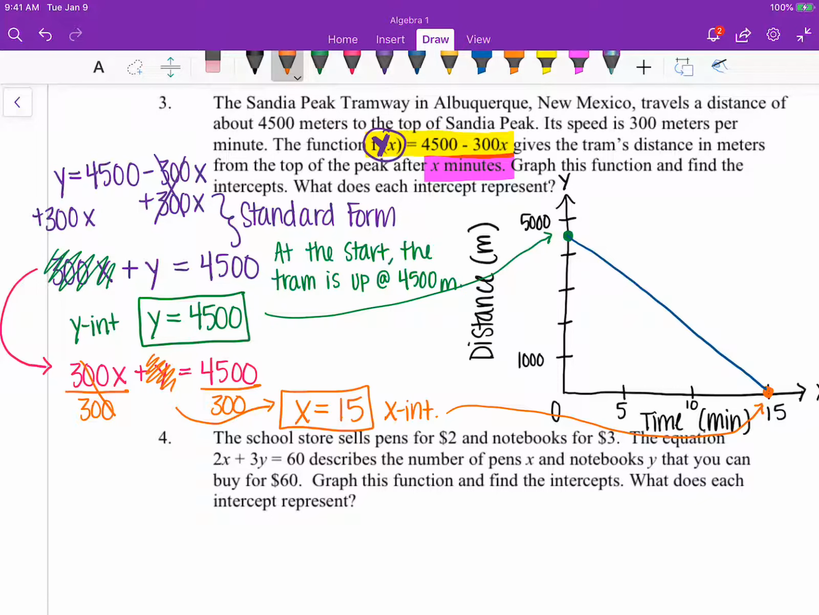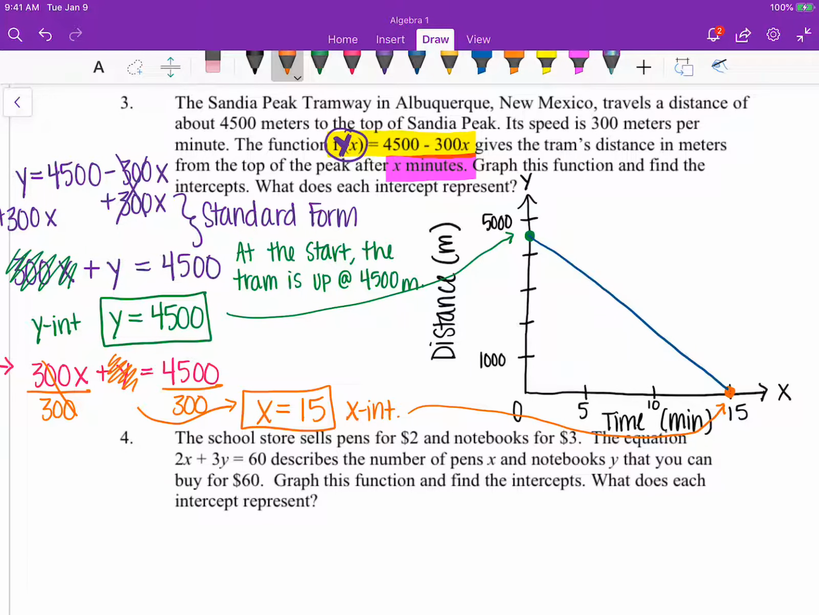The x-intercept is my orange dot over here at 15, and the x-axis stands for time in minutes. So that point is 15, 0, and 15 is the minutes. So then we're going to say at 15 minutes, and then the tram goes down, down, down because the line's going down. And so it must take 15 minutes for it to get all the way to the end because that point is 15, 0. So that's 15 minutes and 0 meters. So I'm going to say at 15 minutes, the tram makes it to the bottom.